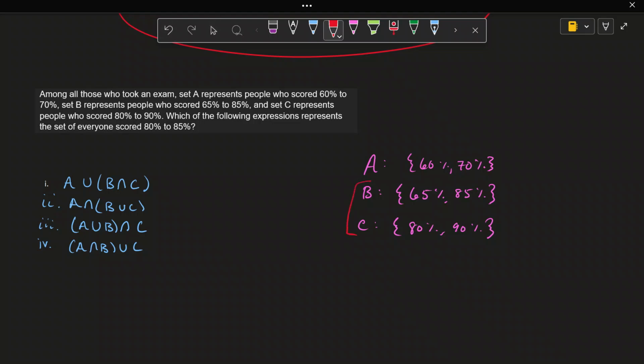If we OR this, then we're going to get 65% to 90%. But then that only leaves an AND to A. And if we ANDed A and that, what do we get? We get everything from 65% to 70%. Well, that's not right, so it cannot be B or C and A.